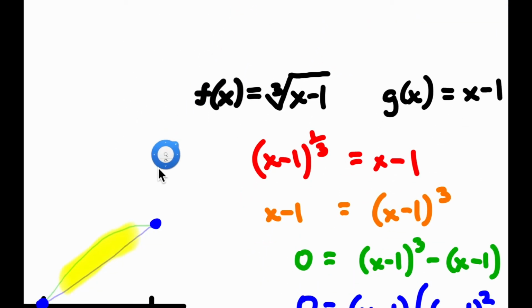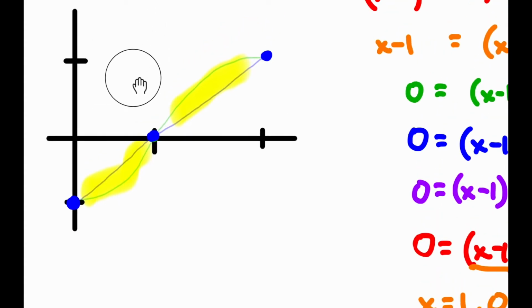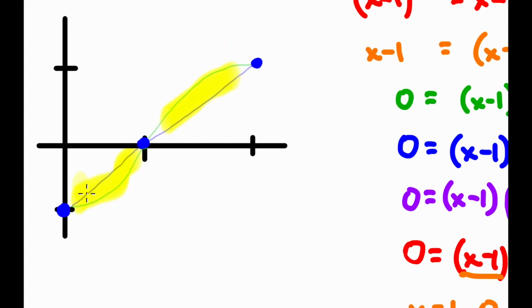What's interesting about this problem is they flip-flop what's on the top and what's on the bottom. As you can see, the blue, which is the g of x function right here, is on top for the first part from 0 to 1, and then it's on the bottom from 1 to 2, and f of x is on top from 1 to 2, where it's on the bottom from 0 to 1.